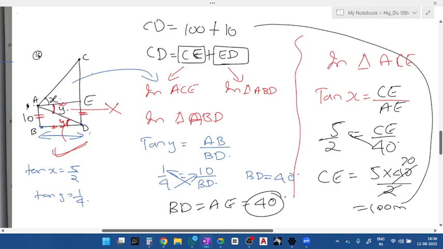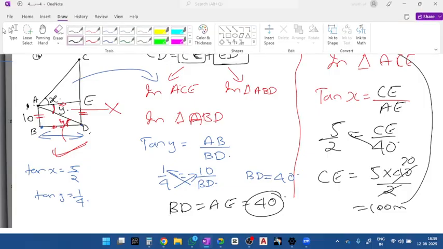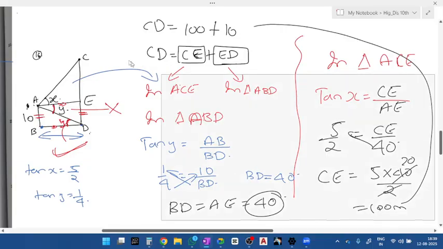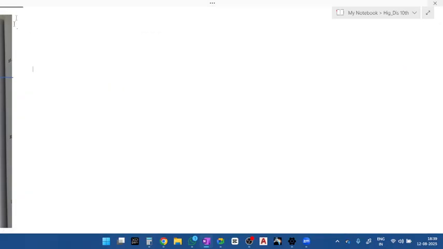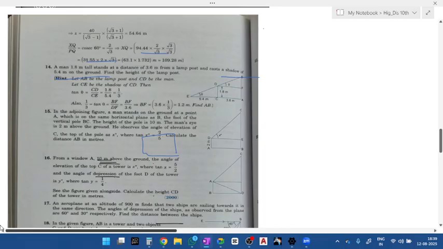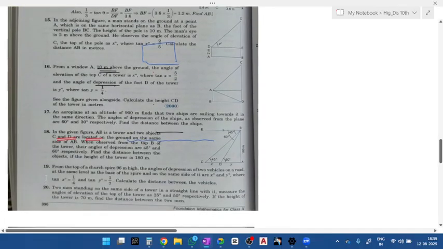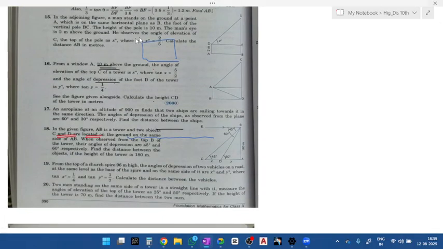16 is 110. Completed. Shall we try the next one? 17. Let me know if you're done. If you're silent, I'm thinking you're still calculating it. We have a lot of chapters to complete. Be quick. Let me know if you're done. We'll try the next one. Okay, the 17th one I did yesterday.